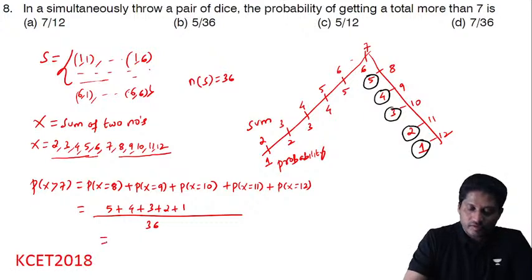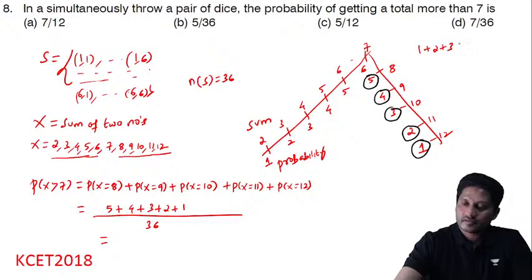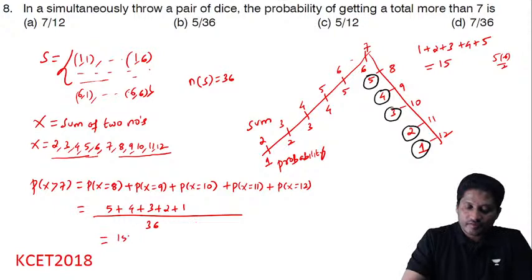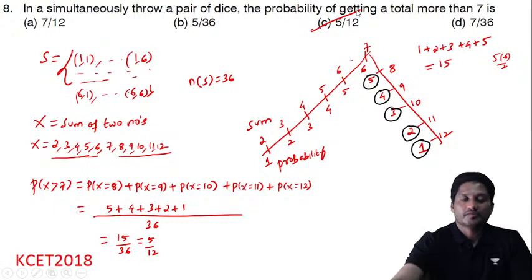1 plus 2 plus 3 plus 4 plus 5. You add all this, then it is 15. The sum is 15 by 36. Both are multiples of 3. If I divide by 3, this is 5 by 12. The answer is option. The next question.